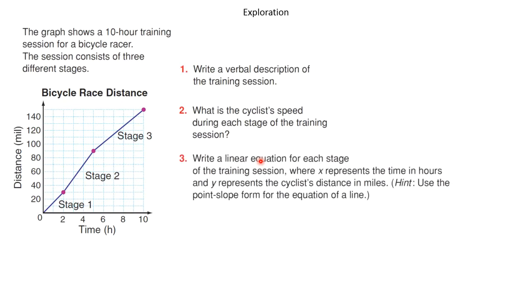The third one, write a linear equation for each stage of the training session, where x is time and y is distance. And then hint, use the point slope form for the equation of a line. That will help. And then question 4, what is the domain for each stage of the training session? Remember, domain is x, so time. So go ahead, try working on these questions, because for 1 you don't really have to write anything. And then when you're ready, come on back.